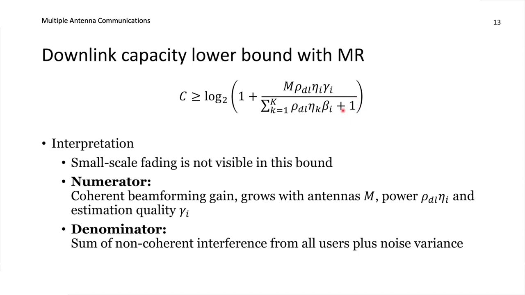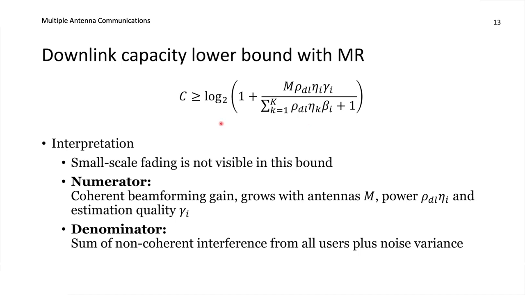And once again, I will call this non-coherent interference for the reason that it doesn't grow with the number of antennas. Even if we are beamforming more and more towards the different users, the interference that is caused between the users is not growing with the number of antennas, which is showing us that it's beneficial to have more and more antennas, because the desired signal gets a beamforming gain, but not the undesired interference terms.